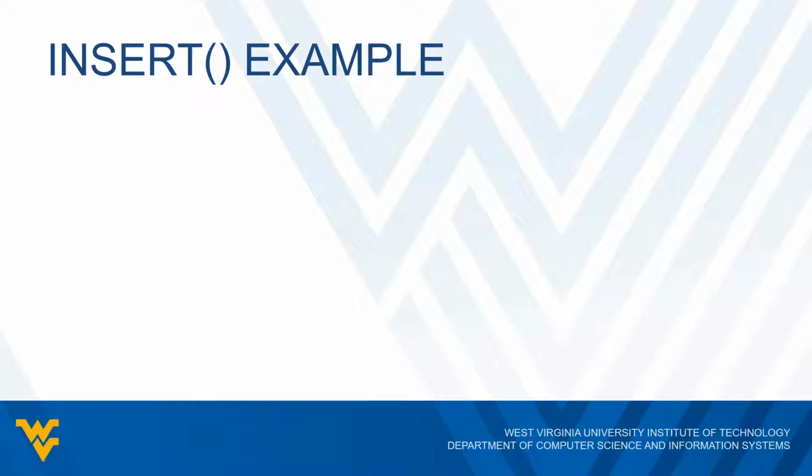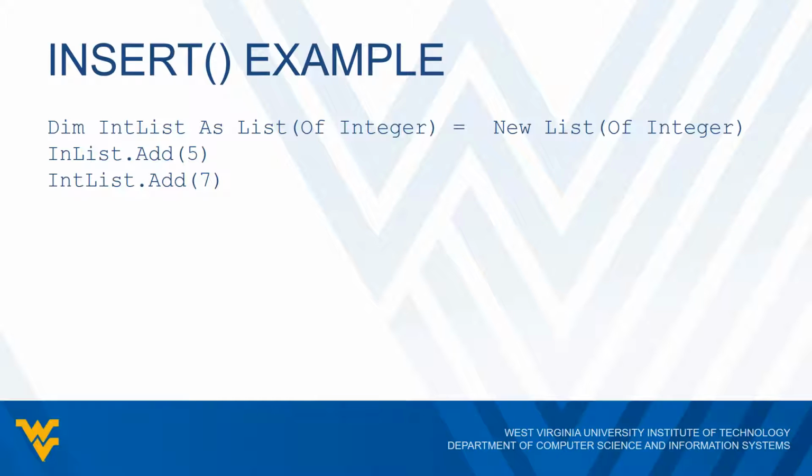Let's do a really quick example just to show you how we would use the insert method. So let's say we have this code right here. This is similar to one of our earlier examples where we have a list of integers. We're going to add 5 and then we're going to add 7. So what this means is at this point, our list here is going to be currently just 5 and then 7. So int list 0 would contain 5, int list 1 would contain 7.